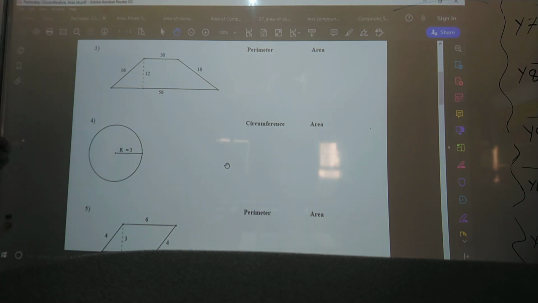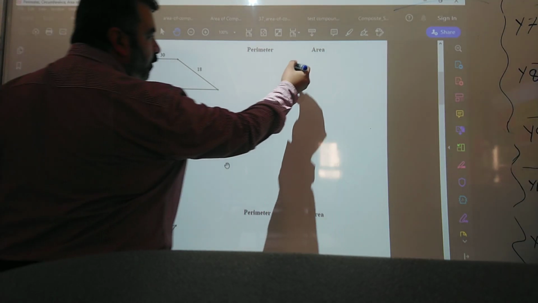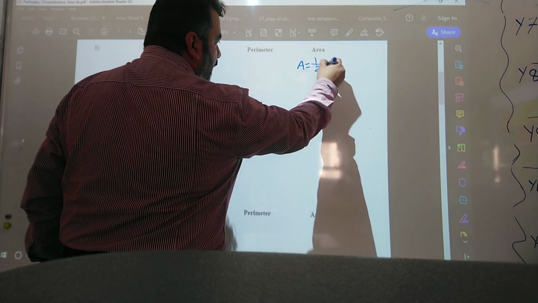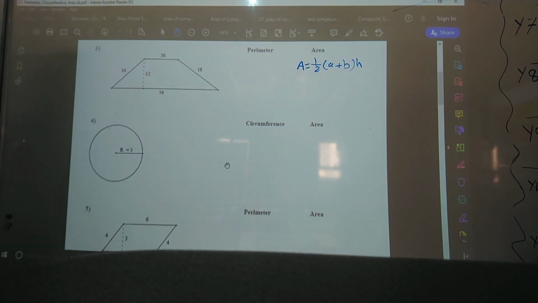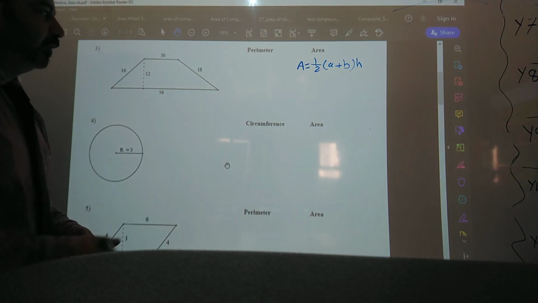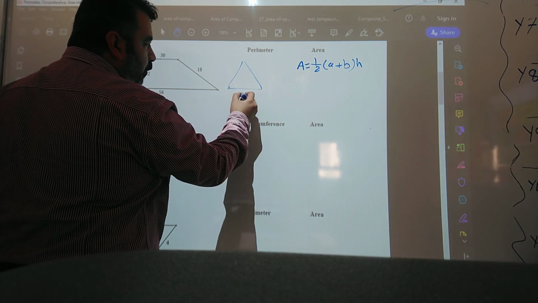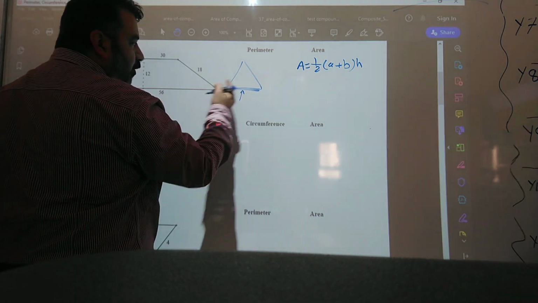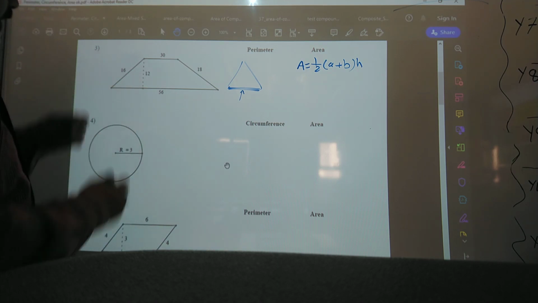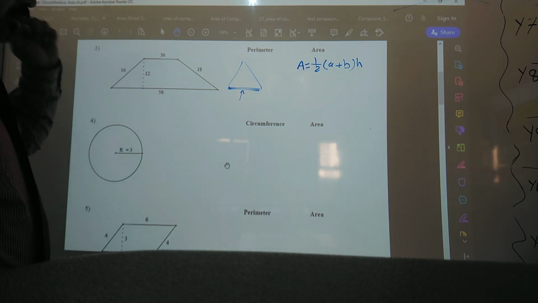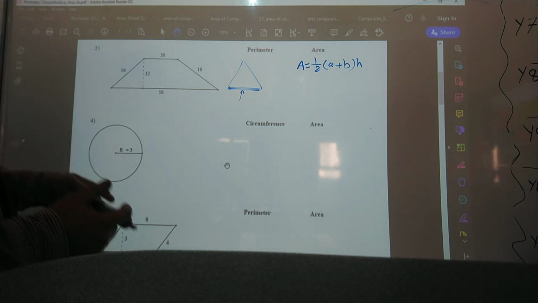Now we have the area of the trapezium. The area of the trapezium formula: the area equal to half times A plus B times H. Now, how many bases do I have? In a normal triangle, I have only one base, right? So half times base times height. But in this case, I have two bases, the upper one and the lower one. So how am I supposed to find the area?